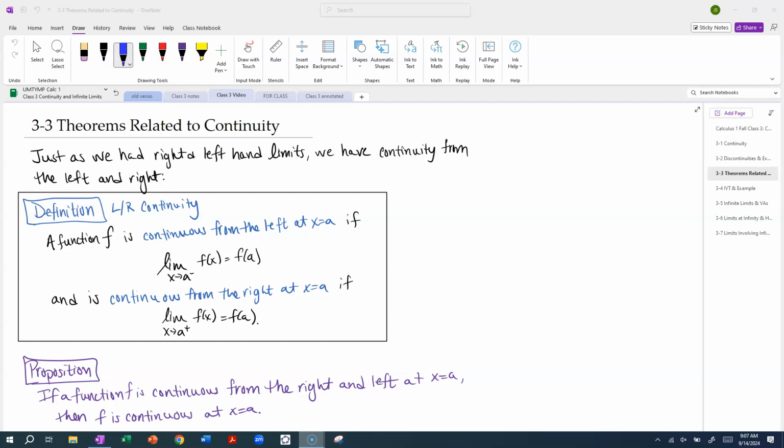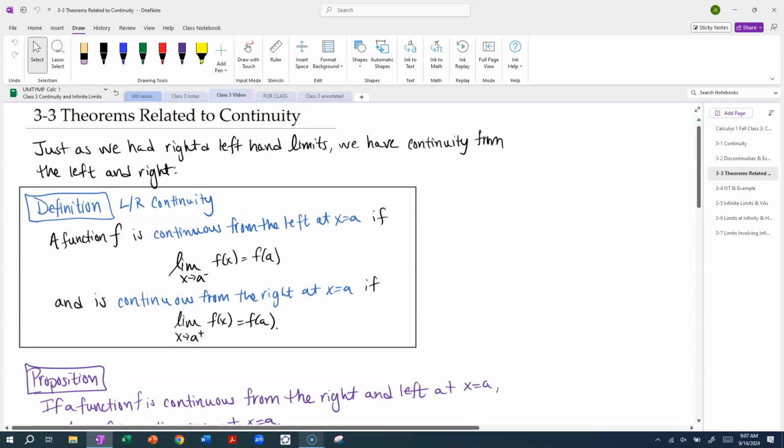Now that we have a little bit of an understanding of continuity and discontinuity, here are some theorems, properties, etc., that really relate to continuity. So just as we have limits from the left and right, we can talk about left and right continuity too. And it actually makes sense because continuity is defined by a limit. So continuity from left and right makes sense.